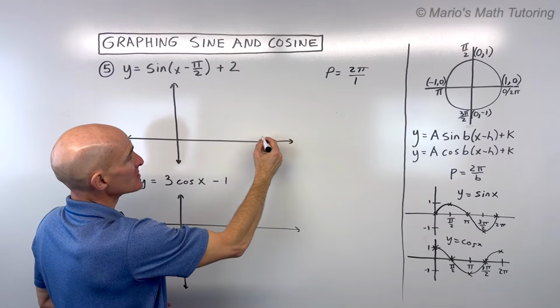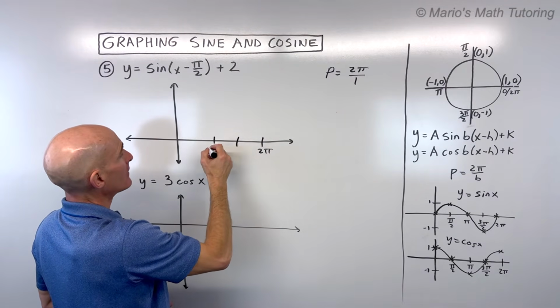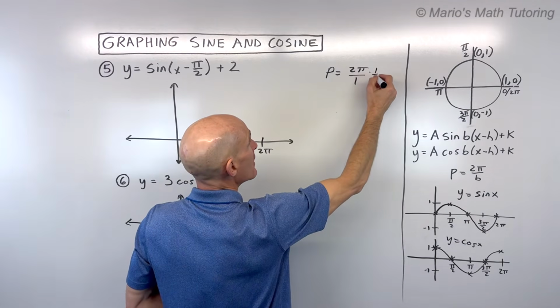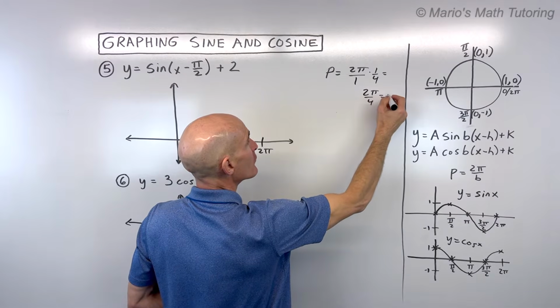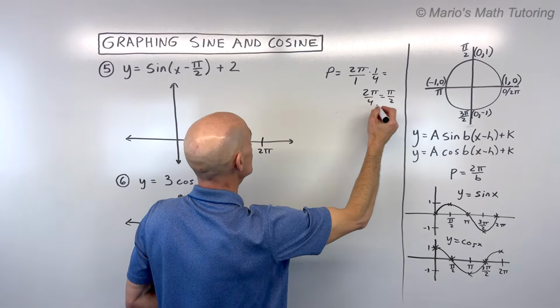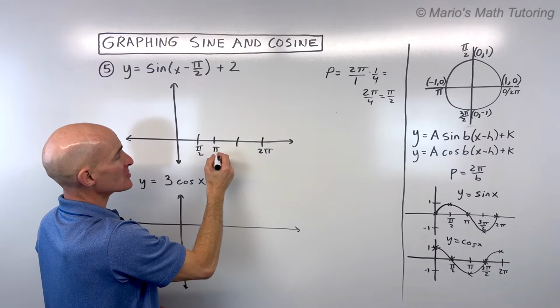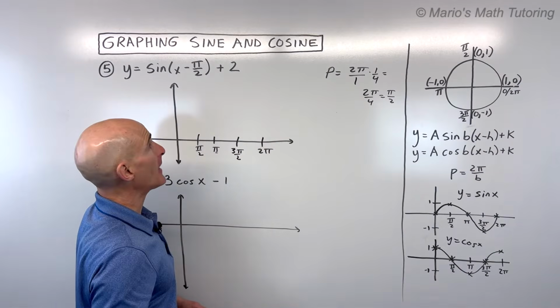What I like to do then is label my x-axis. I want to divide it up into 4 equal pieces. I can multiply this by 1/4 or divide by 4. That's going to come out to 2 pi over 4, which reduces to pi over 2. That's our scale. So pi over 2, 2 pi over 2, which is pi, 3 pi over 2, 4 pi over 2, which is 2 pi.